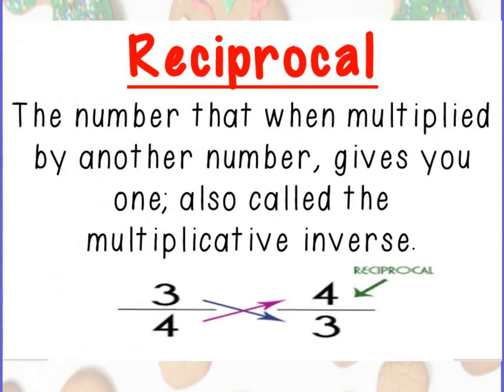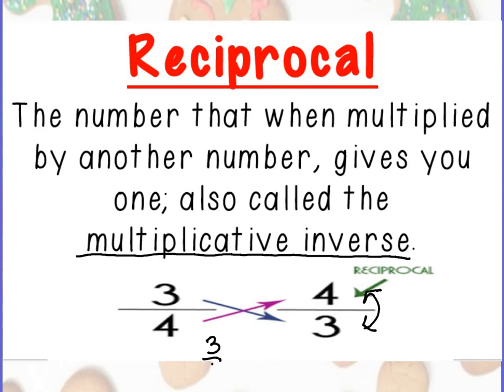All right, so now it's time for some vocabulary terms. So reciprocal. The reciprocal is the number that when multiplied by another number gives you 1. This is also called the multiplicative inverse. You want to make sure that you know that. So here I have 3/4 and 4/3. Notice that the 4/3 is just the number flipped. That's literally what we do when we try to find the reciprocal, is we flip the number.